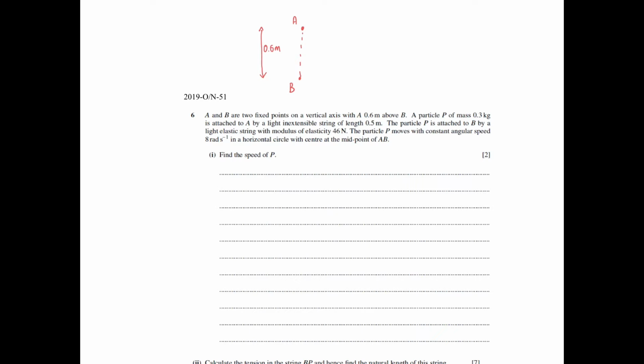So imagine that. Let me move my 0.6 a bit further, so the 0.6 meter is like this. Now the particle P is moving in a horizontal circle where the center of the circle is the midpoint.